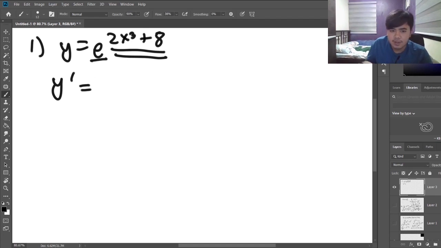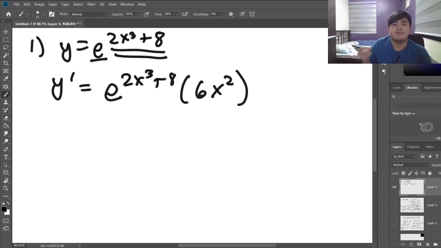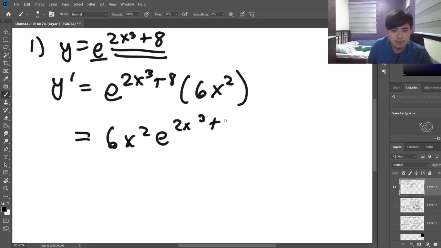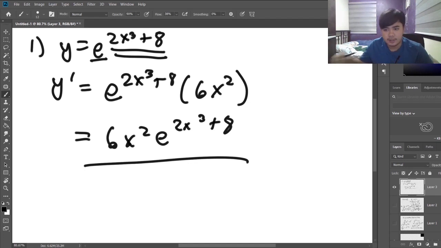So let's find the derivative of the outside. It's e to the same thing. So 2x cubed plus 8. And then we multiply by the derivative of the inside, which is going to be 6x squared. That's it. Let's rearrange this a bit better. 6x squared e to the 2x cubed plus 8. And there we go. That's the answer.